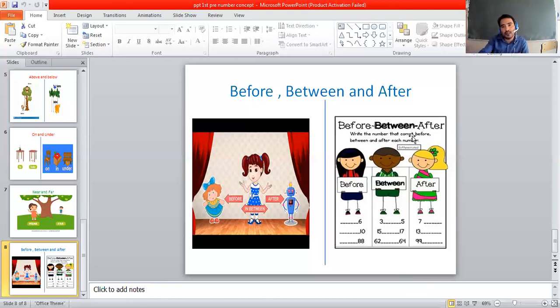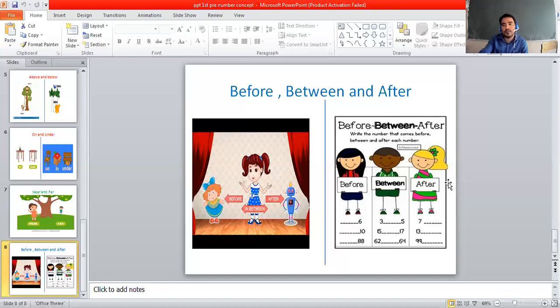So write the number that comes before, between and after. So before, so the girl is standing before the board. So 6 before 5, 10 before 9, 88 before 87, 3, 4, 5. 4 is the between number. 3 and this side 5. So 4 is the between number. 15, 17. Which number is there? 16. 62, 64. Between number 63. 7 after 8. 13 after 14. 99 after 100. So that is the concept.